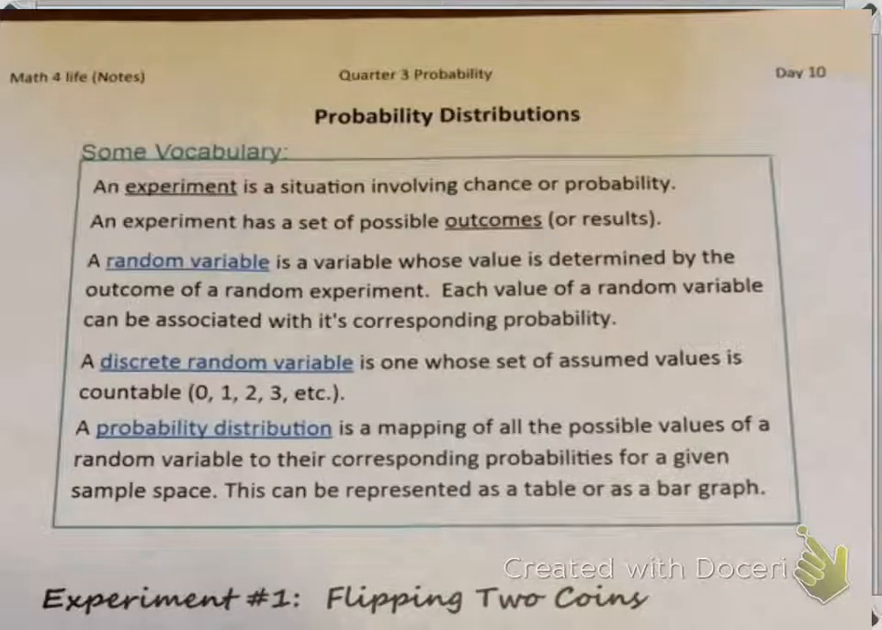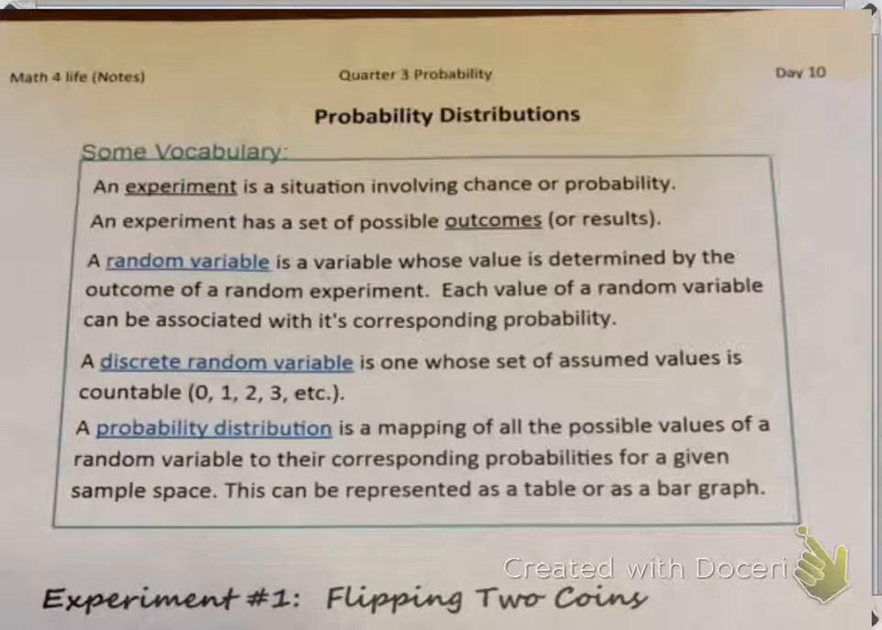The next vocabulary word says a discrete random variable is one whose set of assumed values is countable, meaning 1, 2, 3, etc. So not like 3.7, 99, negative 300 and whatever. They have to be countable, so in an order that is counted.